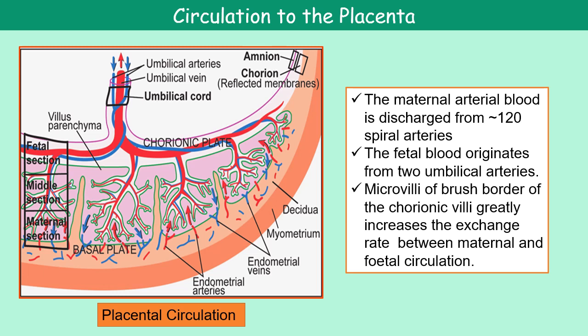The principal factors that regulate the flow of maternal blood in the intervillous space are maternal arterial blood pressure, intrauterine pressure, and the pattern of uterine contraction.